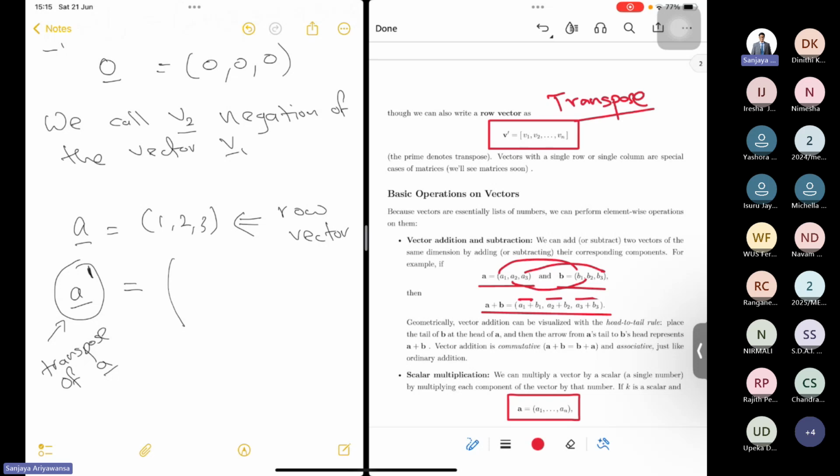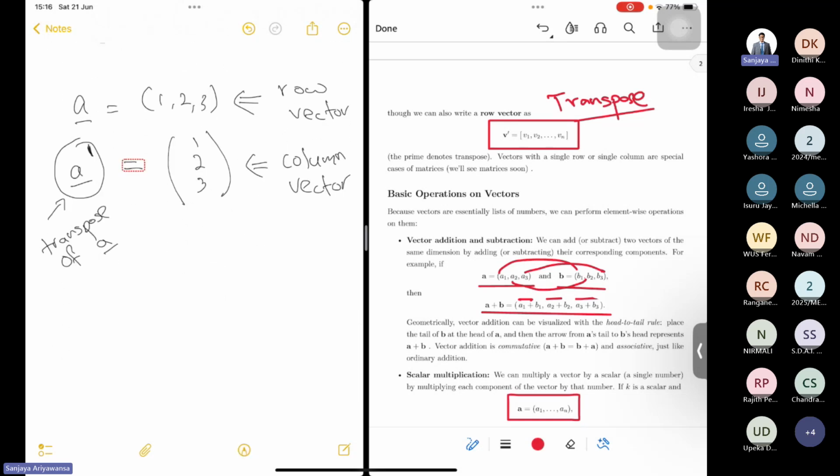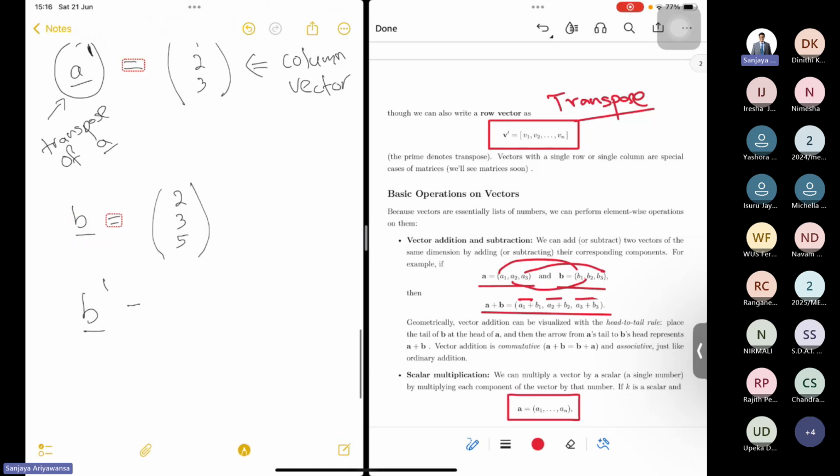So how would you write that? The transpose of a vector is simply, if you have a vector in a row form, the transpose of that would be a column vector. And the same thing applies the other way around. So if you have a vector B, which is a column vector, let's take 2, 3, 5, the transpose of that vector would be 2, 3, 5. So this is a column vector. This is a row vector.